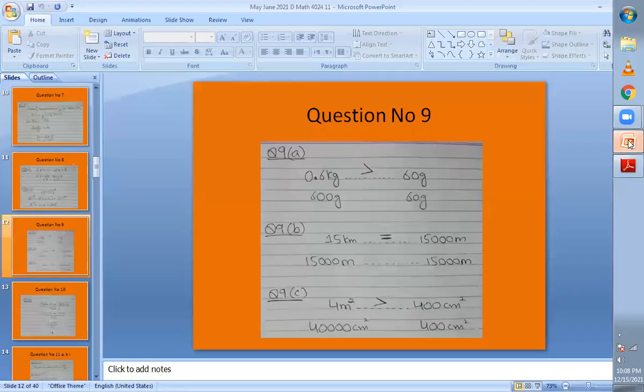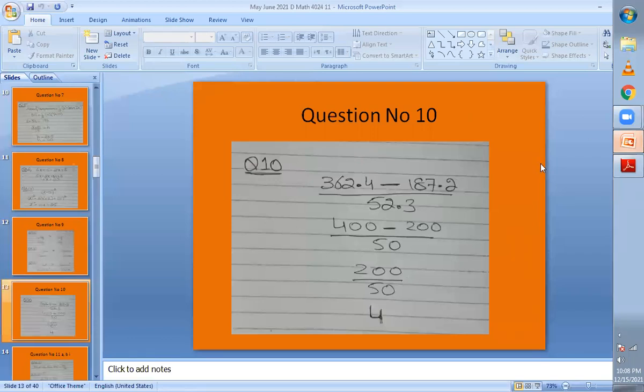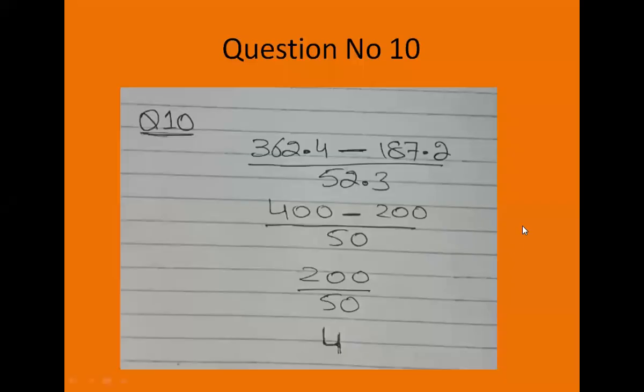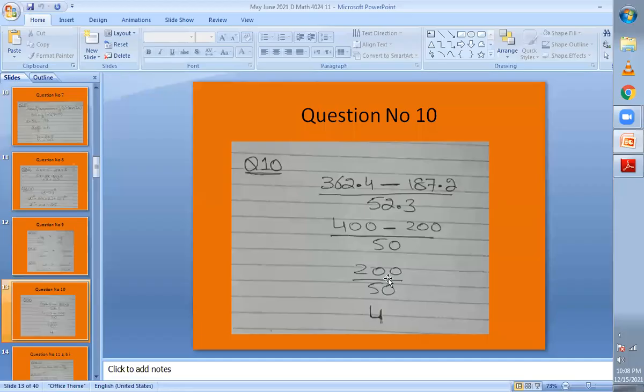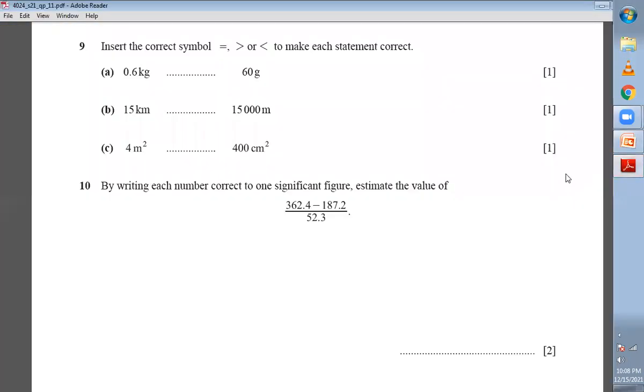Okay, so let me show you how I have done this. On your screen, you can see question number 10. 362.4 in one significant figure, I will write it as 400. 187.2 will be written as 200. 52.3 will be written as 50. 400 minus 200 is 200, divided by 50. 200 divided by 50 will be 4. So a very simple and straightforward question on the estimation. Okay, so let's go to the next question.